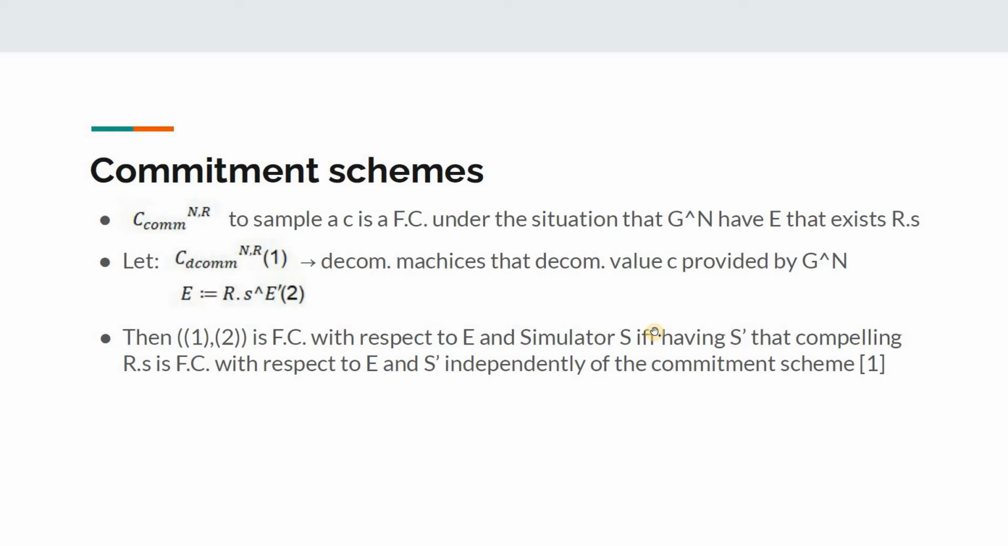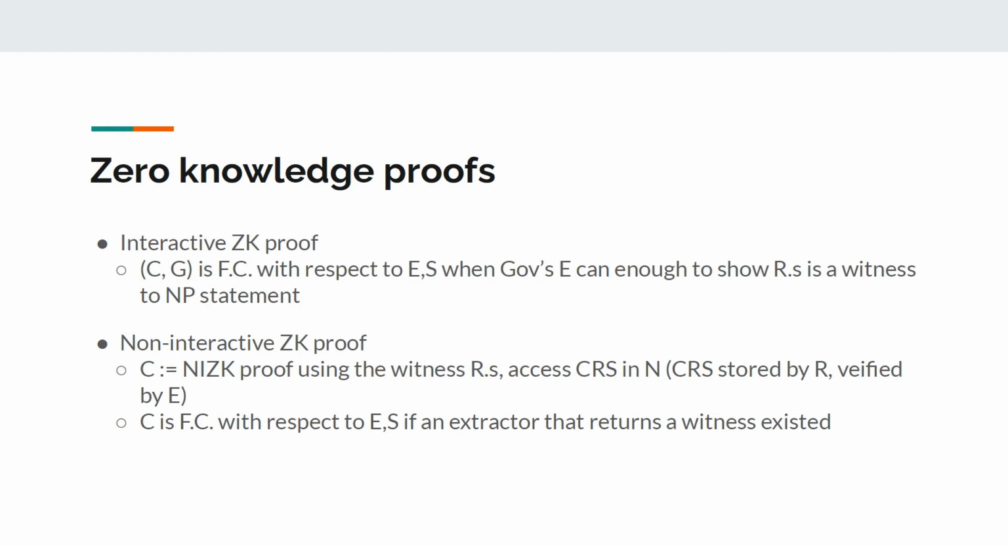Okay, to make a short conclusion here, we can see that the above situation occurs under some conditions. So in the commitment scheme, we can say that it is not usually a FC. Then we move on to the zero knowledge proof part to make an analysis.